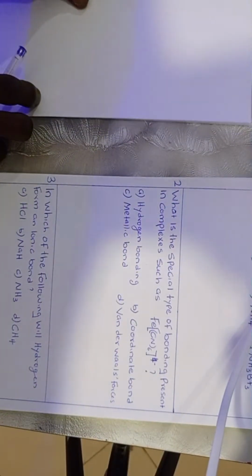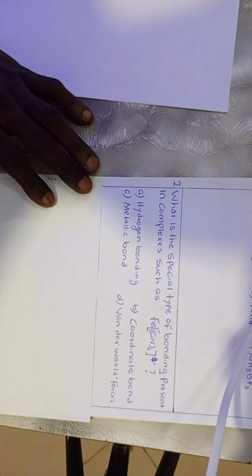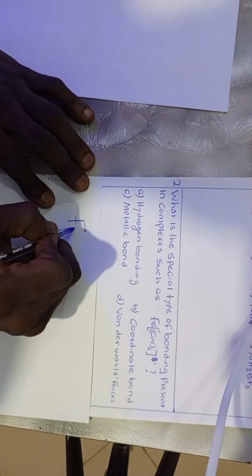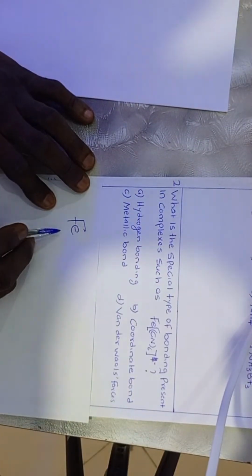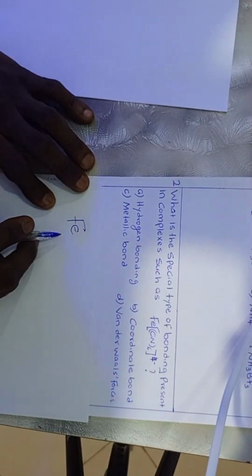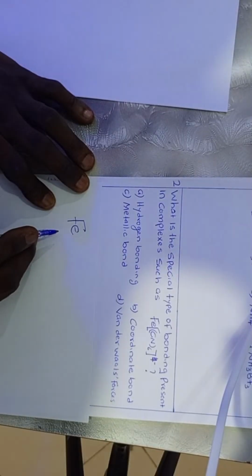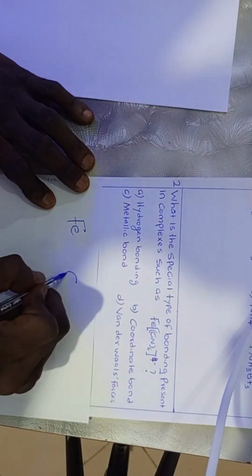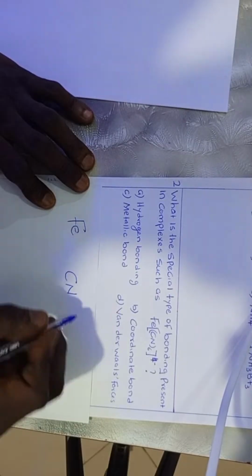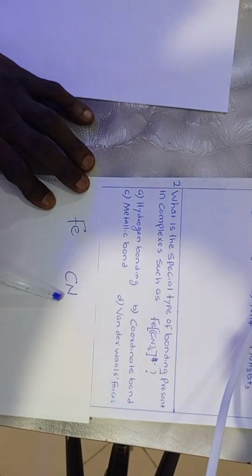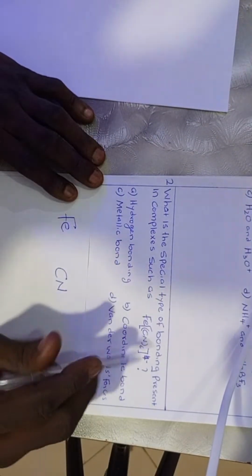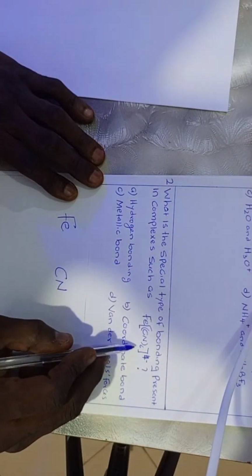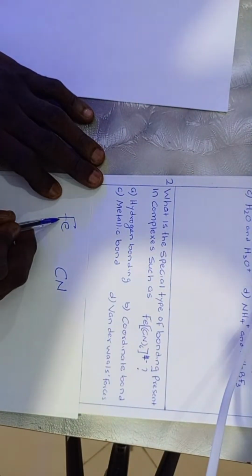This complex here is made up of a central metal cation, which is Fe. Now the Fe you're seeing here is surrounded by 6 ligands. Those ligands are called CN. Look at the ligands here. How many of them do you have there? We have 6 of them. So these 6 ligands are surrounding this central metal cation.